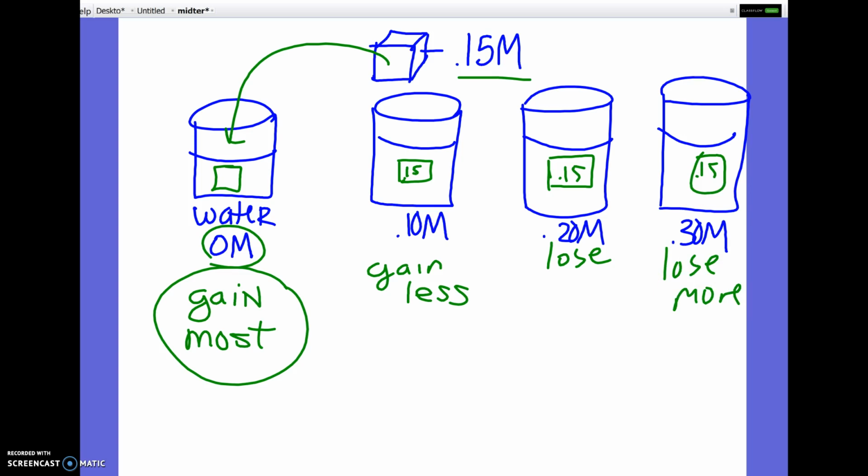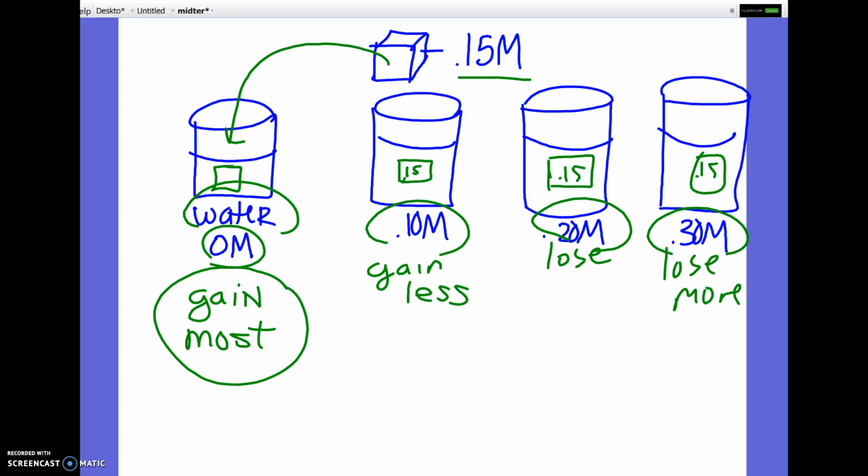You're going to get your percent changes, and you're going to put them in order by saying which one is the pure water, or which one is, let's say if I told you these were the four, which one is the pure water, or which one is the 0.3. The one that's the highest molarity is going to be the one that lost the most weight. The solution that's the pure water is going to be the one that gains the most weight. So that's how you'll know which is which. So any questions on that? And that'll help on a multiple choice question as well.